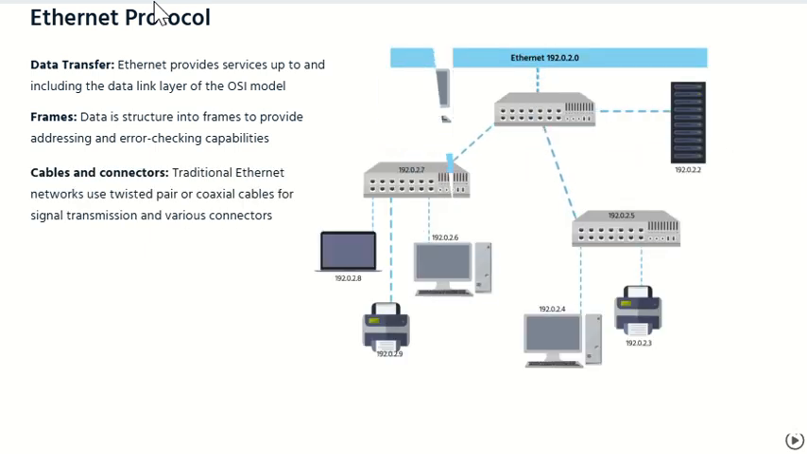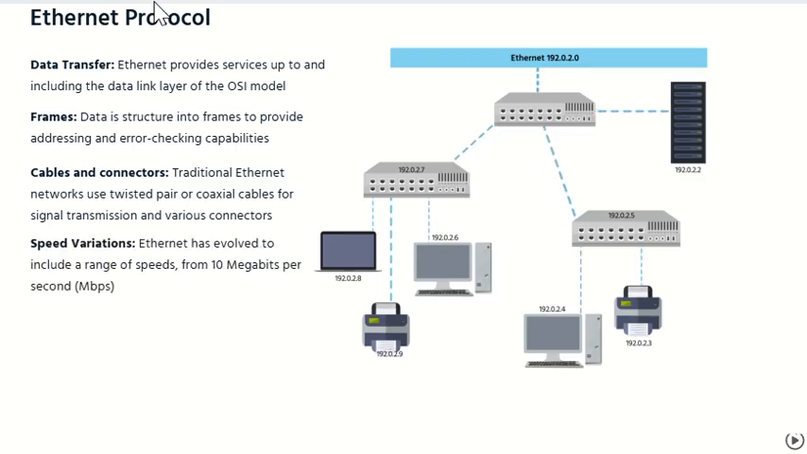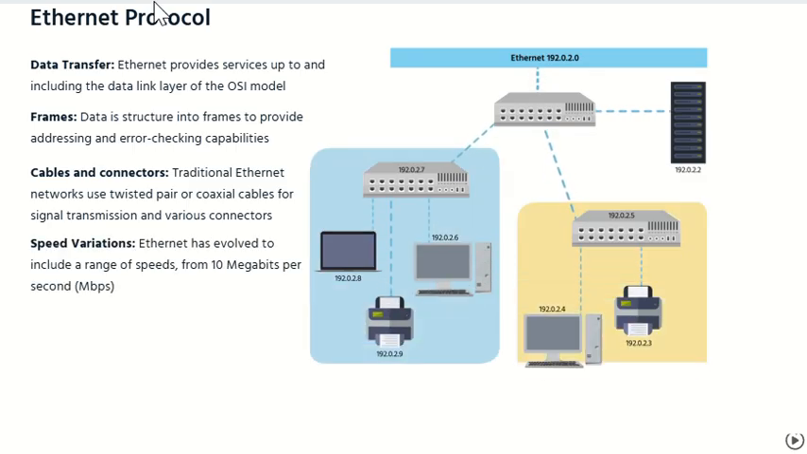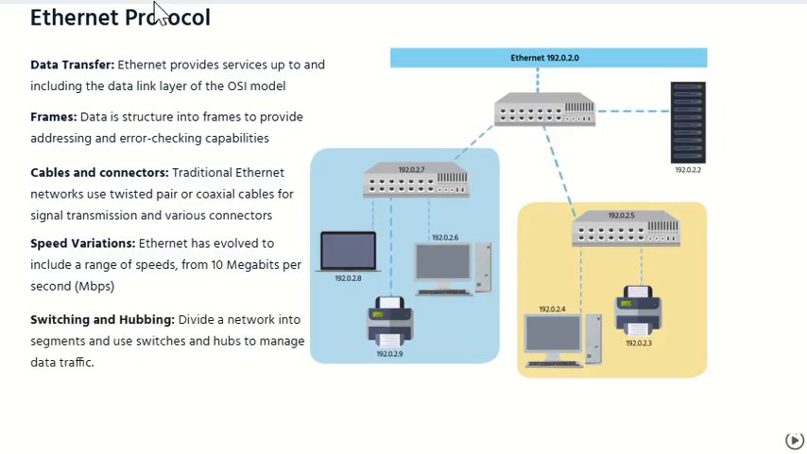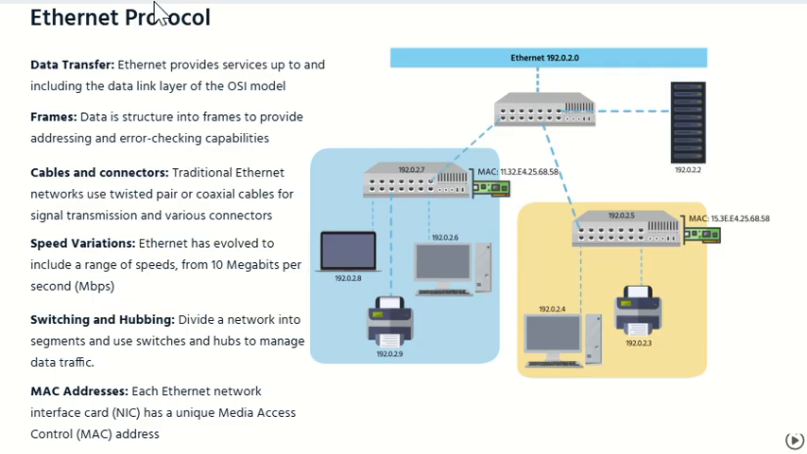Ethernet has evolved to include a range of speeds from 10 megabits per second in the original standard to 100 megabits per second, 1 gigabit per second, and up to 400 gigabits per second in the latest standards. Systems are divided into network segments and may use switches and hubs to manage data traffic and to extend the reach of the network. And, lastly, each Ethernet network interface card has a unique media access control address, which is used to identify network devices and ensure that data reaches the correct destination.